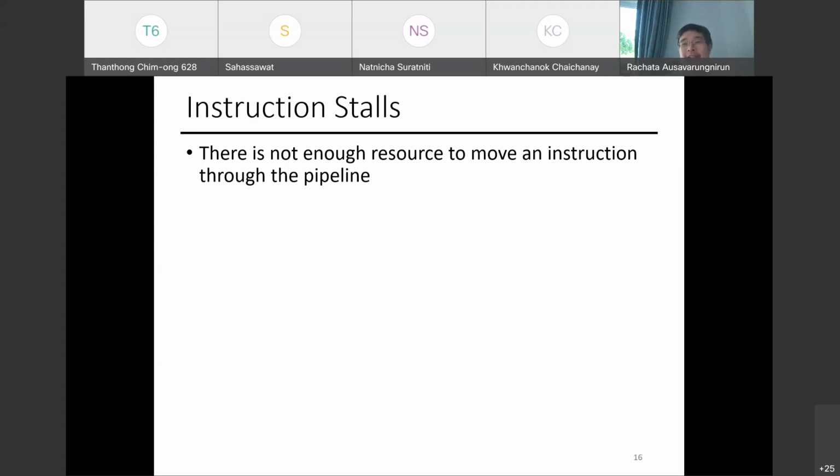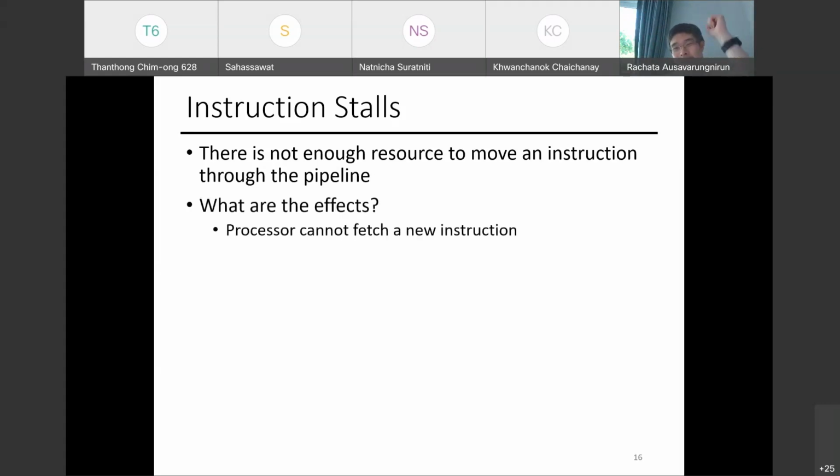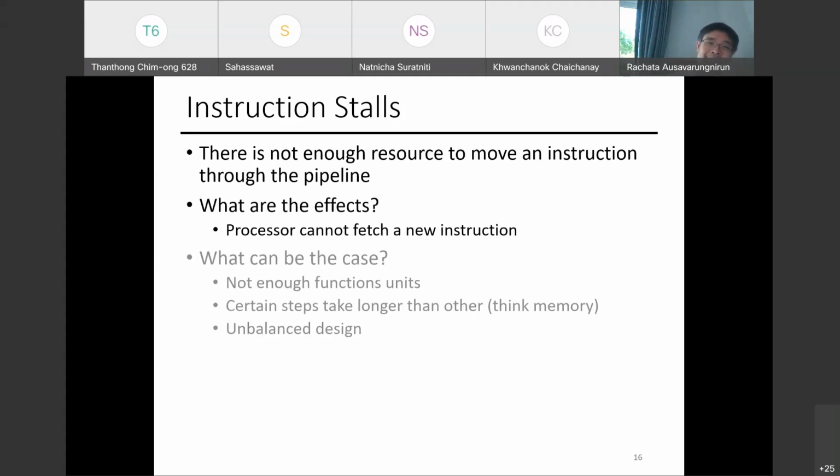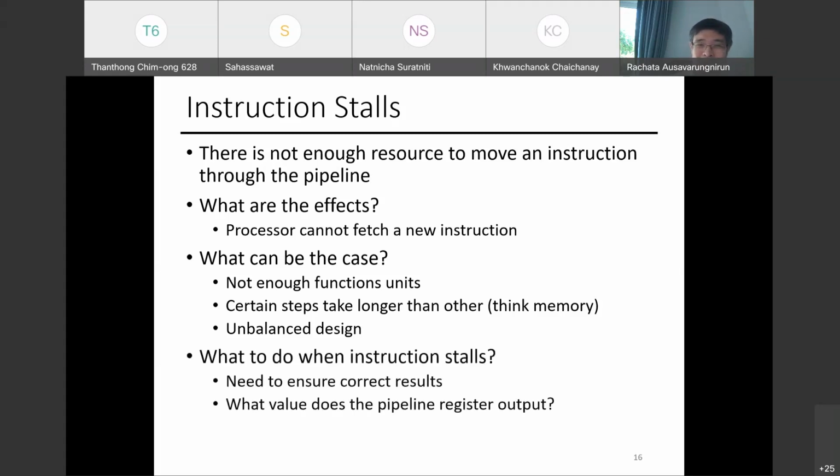Right now, the fact is things are slow, right? Things are slow. What can be the case? First of all, the other example that we just saw, not enough functional units. Sometimes some steps take longer. Sometimes you have unbalanced design, right? And what do you do to ensure the correct results? You make things wait. You make things wait, right? Everything slows down.